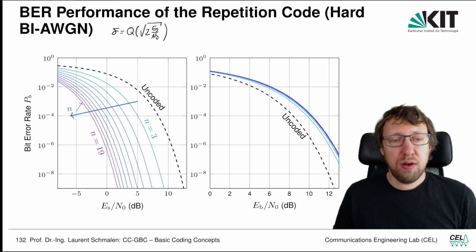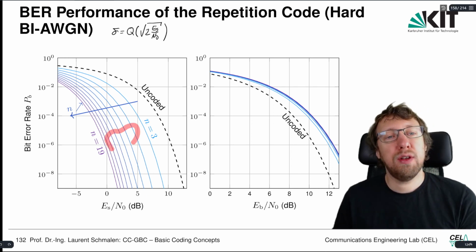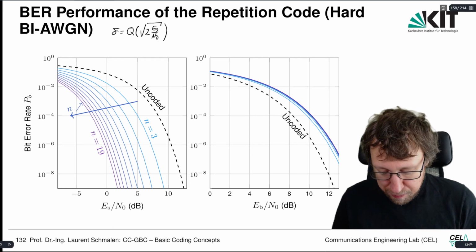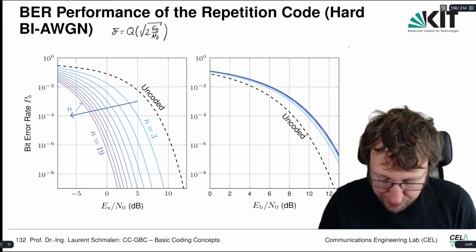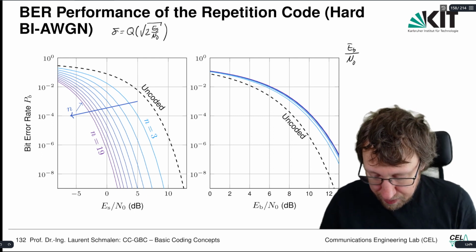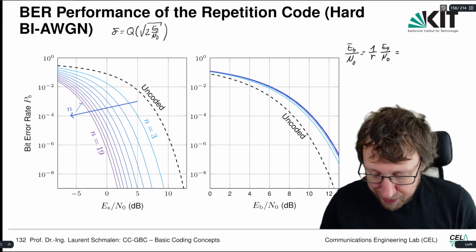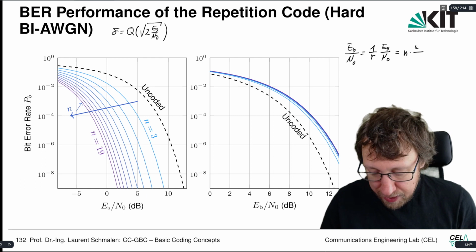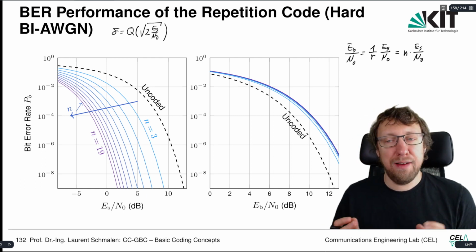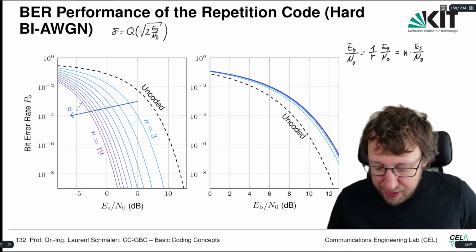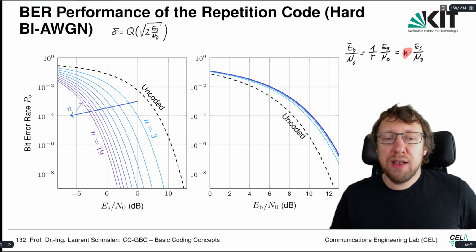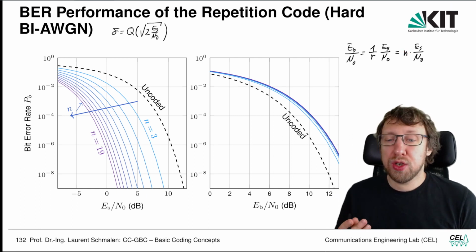Now we can also plot the same curves, taking into account the code rate. So taking into account calculating EB over n0, and recall that EB over n0 is 1 over the rate times ES over n0. In fact, n times ES over n0 because the rate is 1 over n. And so this is quite a big difference. There's a factor of n, and this is actually quite a huge difference.